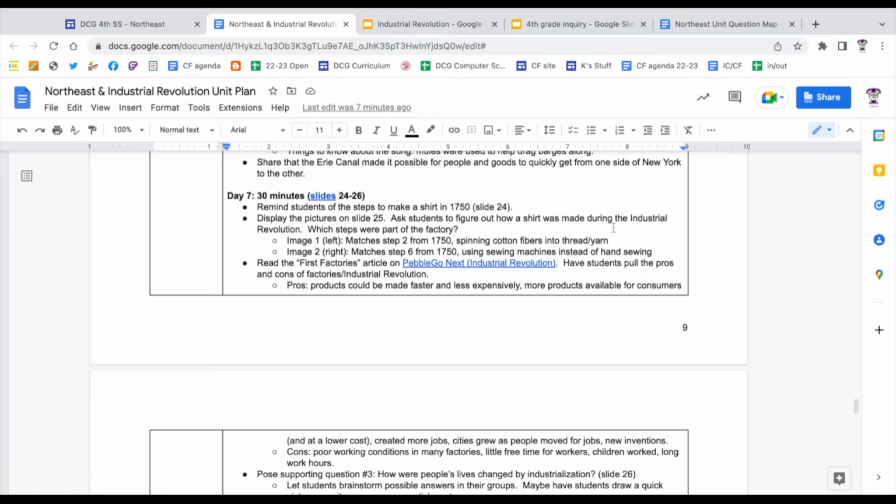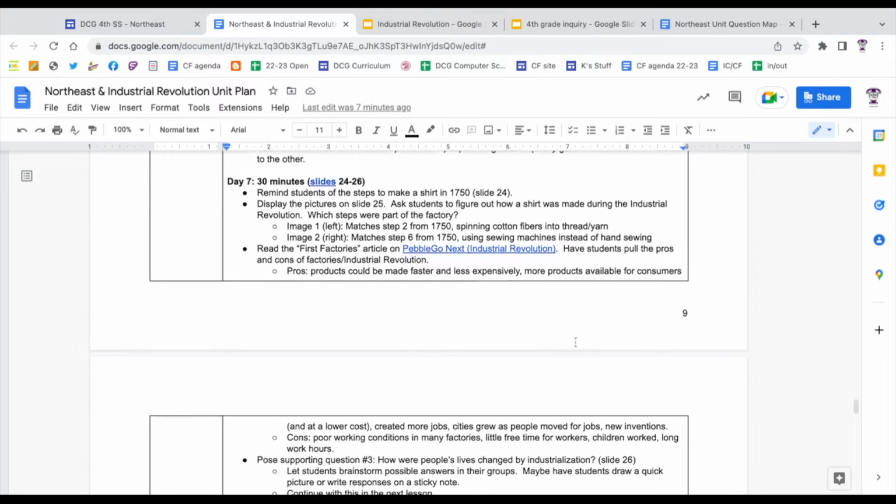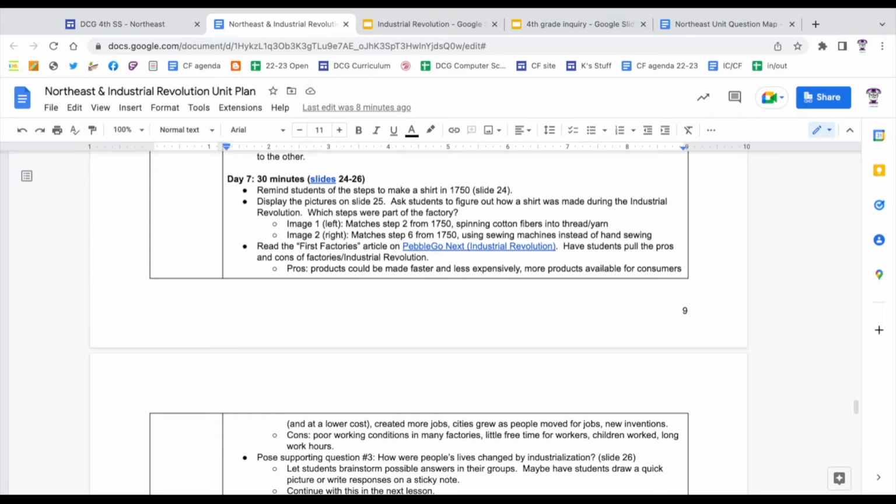Day 7, we review that concept of how a shirt got made in 1750, and we take a look at the pictures on slide 25. Then we spend more time considering the aspects of factories, especially focusing on the pros and cons, thinking about child labor, the dangerous conditions. We also consider the pros that people were able to get products more quickly and for less money, and also that our cities are growing, which is technically both a pro and a con when we consider the living conditions as well as the effects it has on the economy.